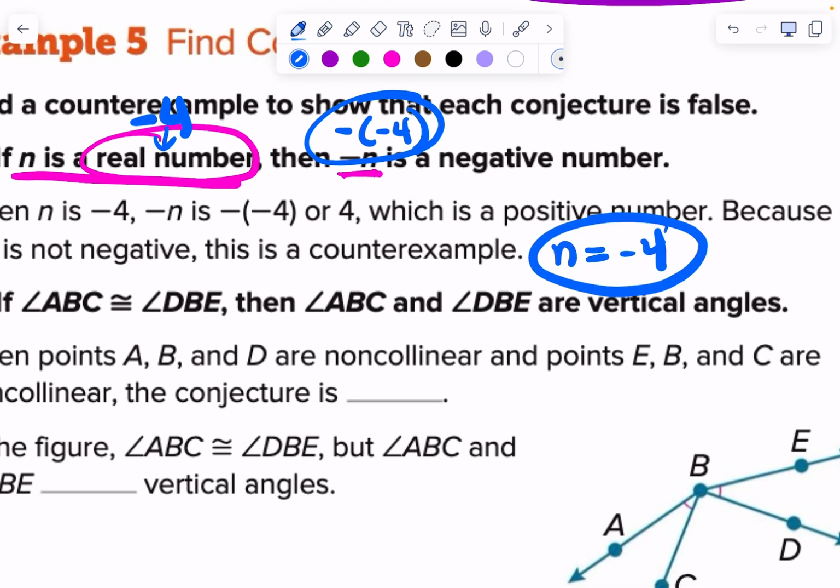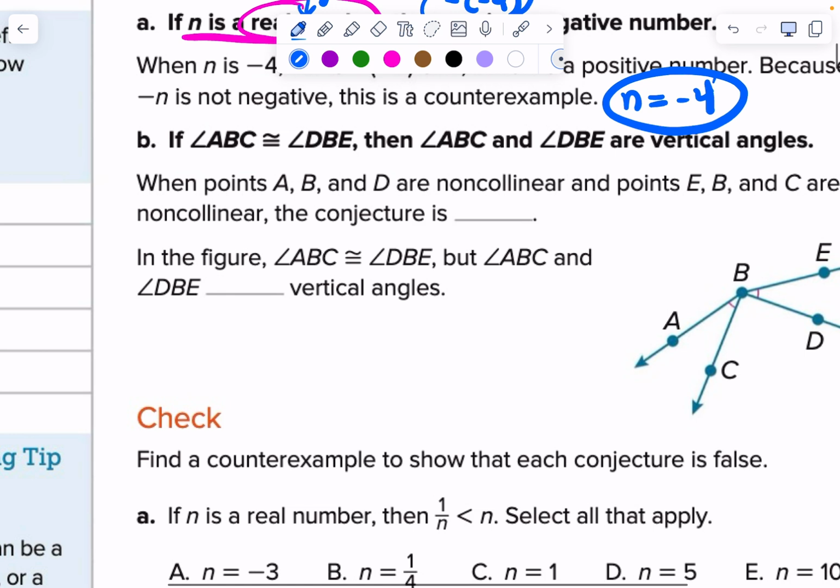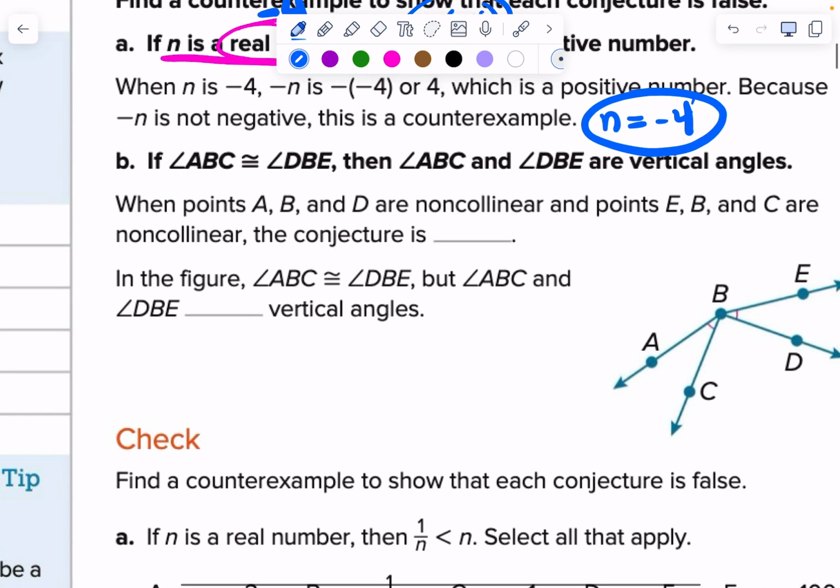You only have to do one counterexample to prove the whole thing false. I found one flaw in your statement, therefore the whole thing is wrong, right? That whole statement is wrong. I could have provided a ton of counterexamples, right? But you only have to pick one. Okay? All right.